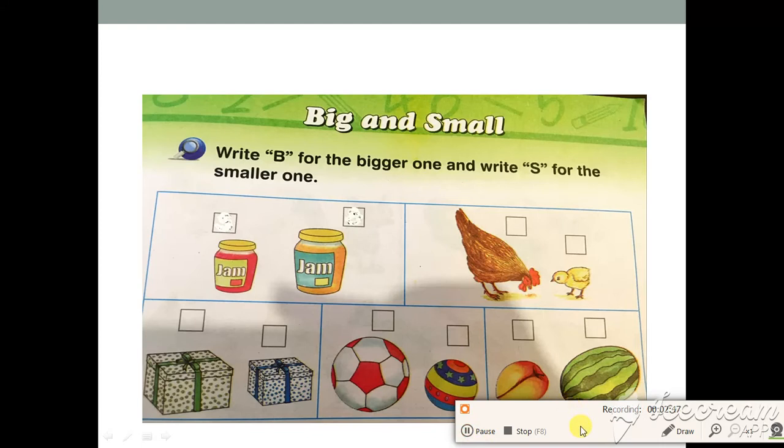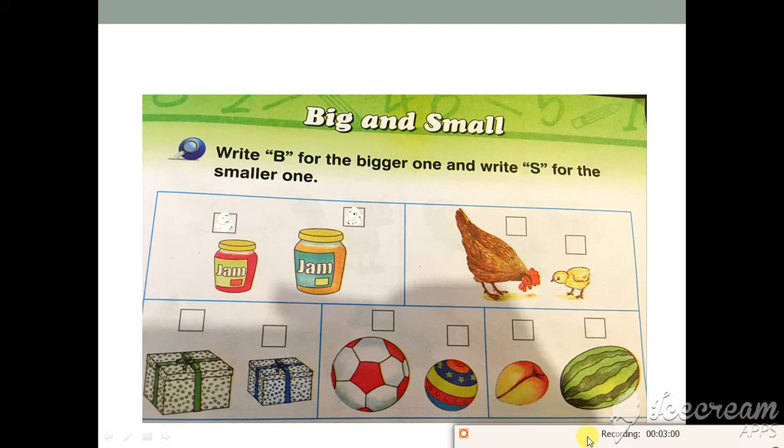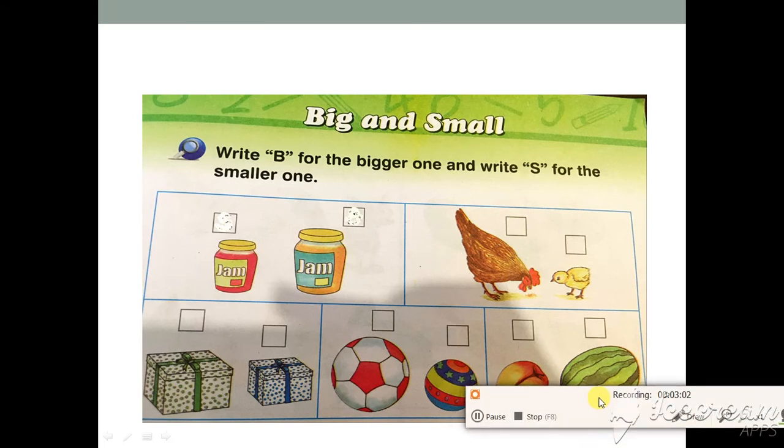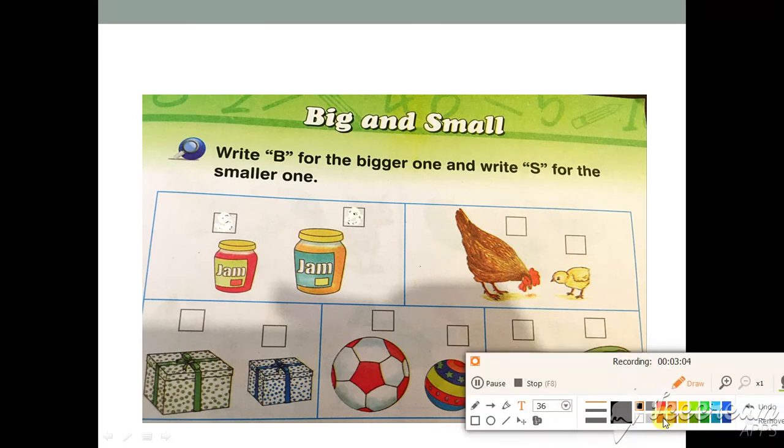In the last, my dear student, you can see a picture on your screen. This is the picture from your maths activity book, page number 7. Here is an activity. You have to write B for bigger and S for smaller in the given boxes. How do you have to do this activity? First of all, listen to me carefully.